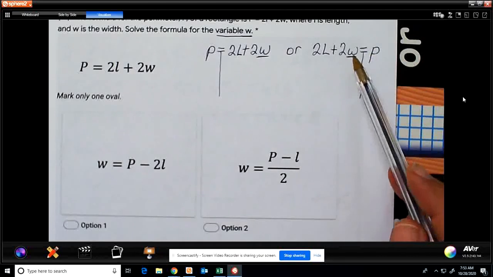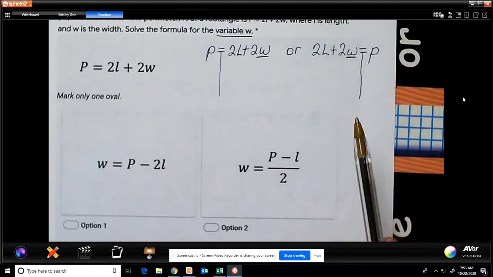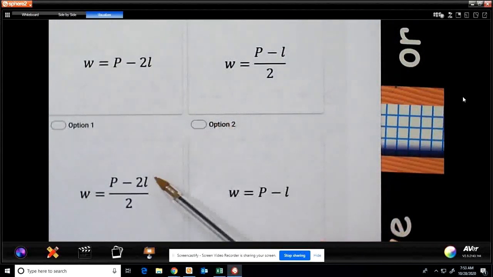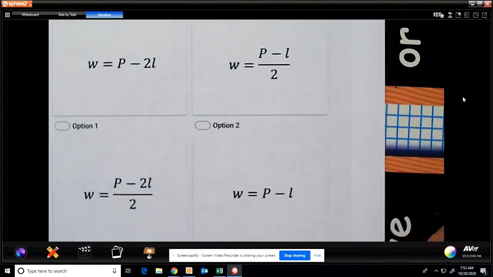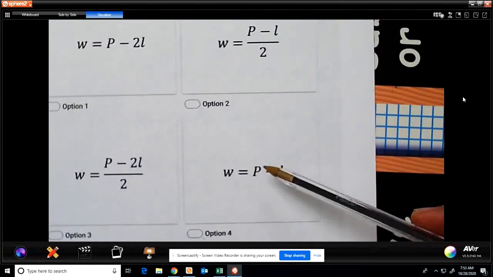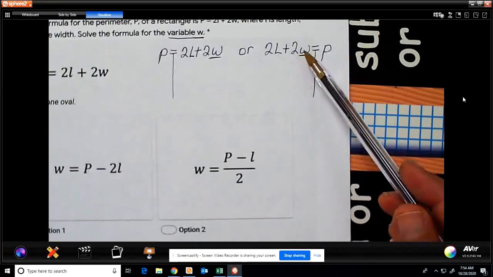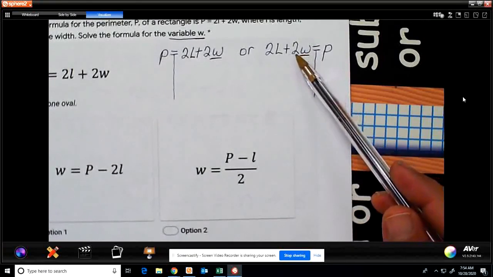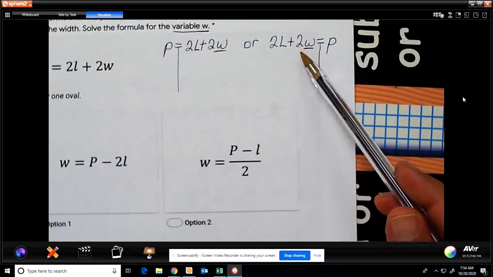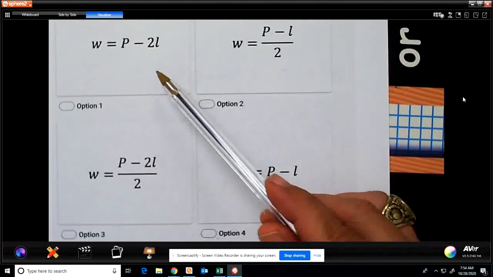Just a helpful hint. Because we're looking for W, and this is 2 times W, the last step is always to divide by 2. So one of these answers has to be divided by 2. We know we can get rid of option 1, and we can get rid of option 4, because one of them has to be divided by 2. Our last step is always to get rid of whatever's in front of it. So we need to divide by 2. Our answer choices are narrowed down to only option 2 and option 3.